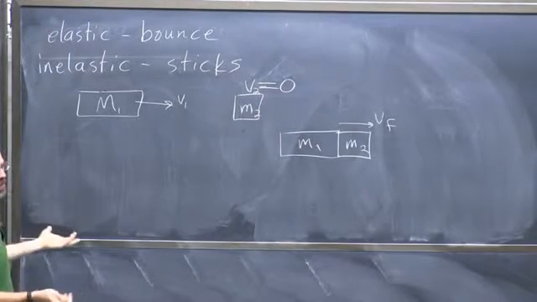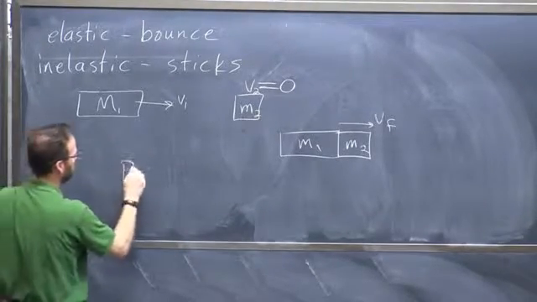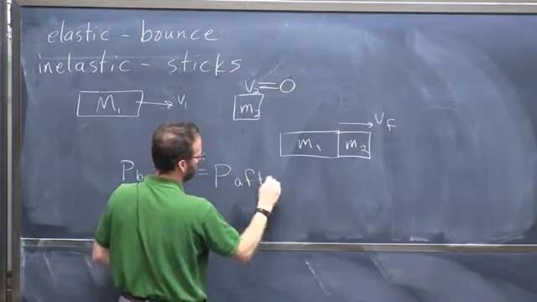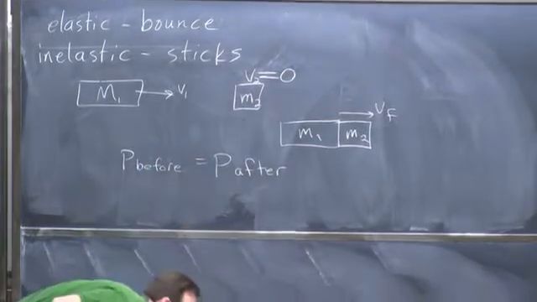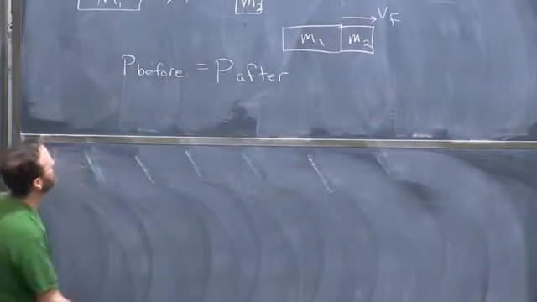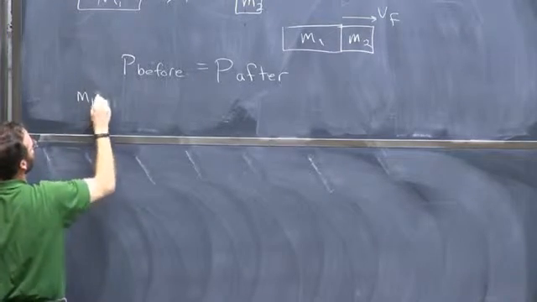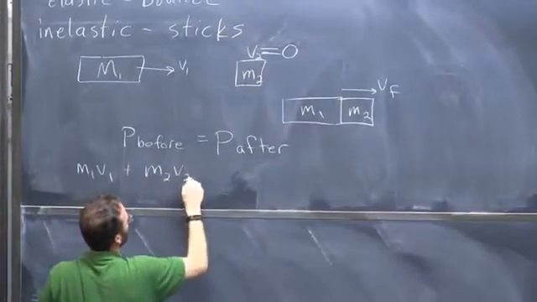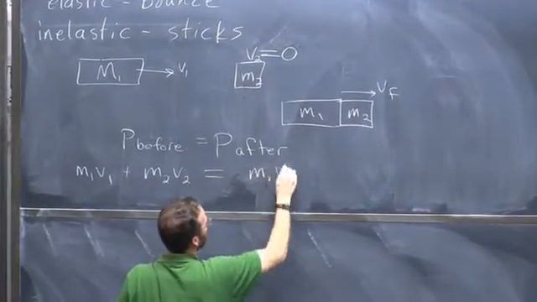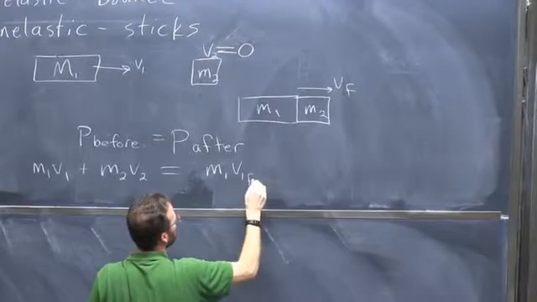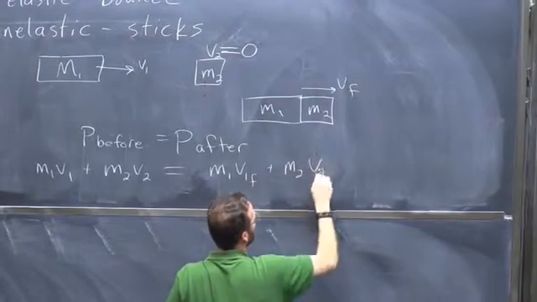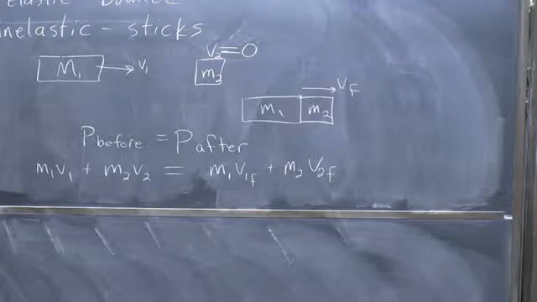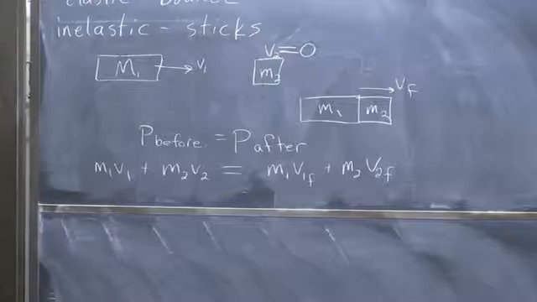So we play that same game. The total momentum before has to equal the total momentum after. So I'll just start putting them down. This guy has momentum m1 v1 plus m2 v2. And that has to equal m1 v1 final plus m2 v2 final. They could have changed their velocities. I kind of write it out generically first so I don't forget anything.